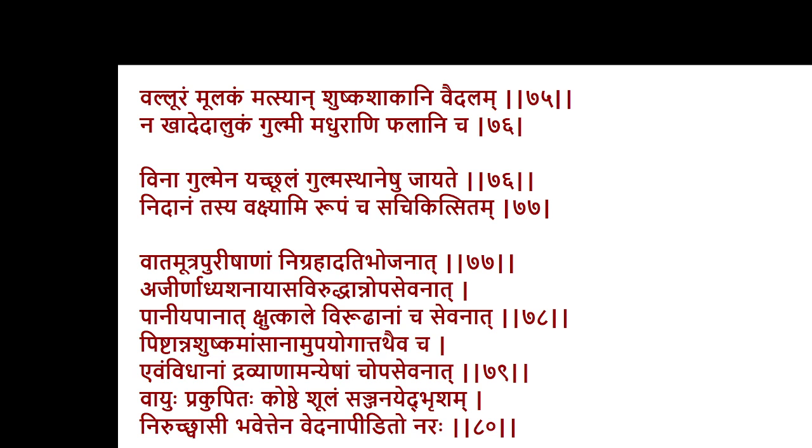Abdominal pain could occur due to other conditions, and those causes are: वातमूत्र पुरीषाणां निग्रहात् अतिभोजनात् अजीर्ण अध्यशन आयास विरुद्ध अन्नोपसेवनात् पानीयपानात् क्षुत्काले विरूढानां च सेवनात् पिष्टान्न शुष्कमांसानाम् उपयोगात् तथैव च एवं विधानां द्रव्याणाम् अन्येषां च उपसेवनात् वायुः प्रकृतितः कोष्ठे शूलं सञ्जनयेत् भृशं निरुच्छ्वासी भवेत्तेन विरणापेतो नरः.